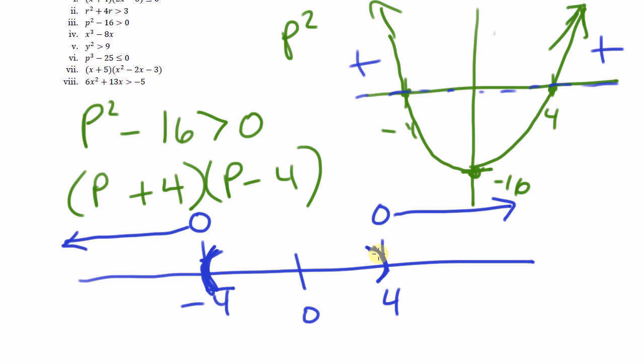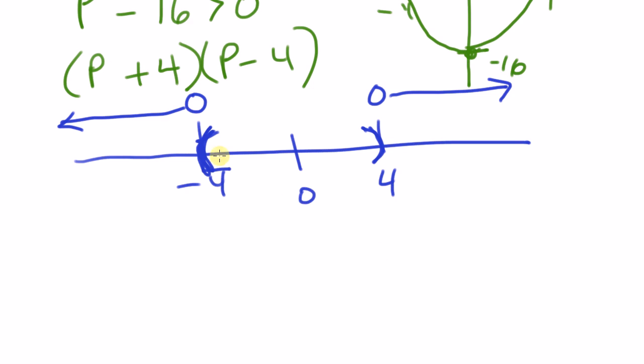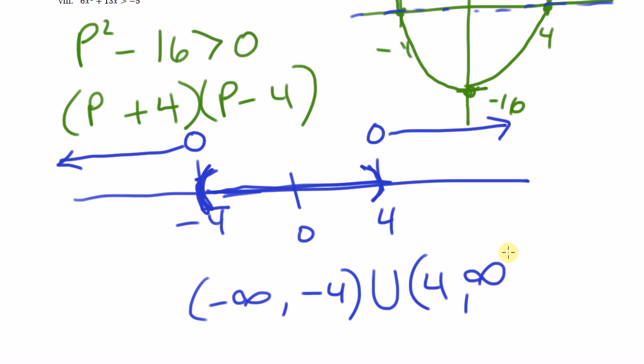And actually, on that other example before this, when I graphed it, I think I may have gone like that, and I shouldn't have. I should have gone like this. Anyway, so we have that, and we have from negative infinity to negative 4, union, from 4 to infinity.